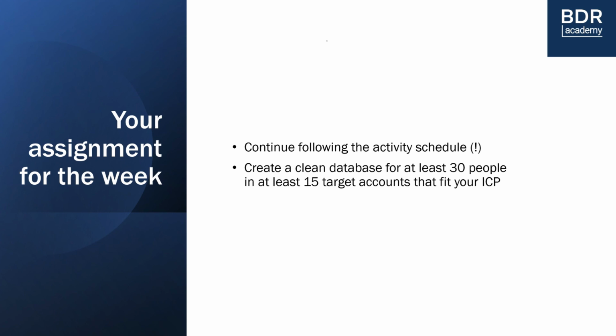Create an Excel spreadsheet with at least 30 people and at least 15 target accounts. And very important, not some random accounts, but ones that fit your ICP. If you want to go after proptech companies, go for it. If you want to go after edtech companies, go for it. So no problems with that.